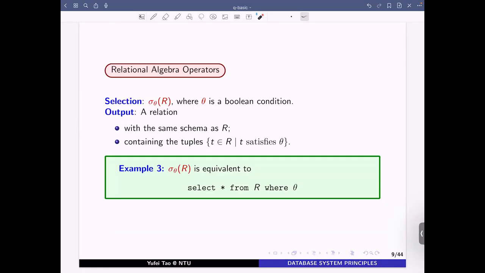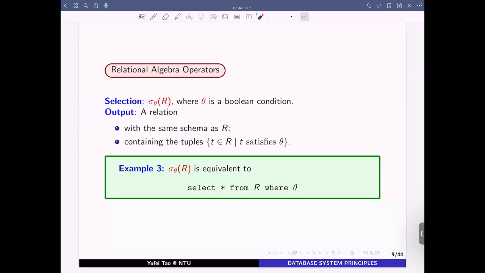So in general, you have the sigma operator, the sigma symbol, and then you have this relation R, and here this is a Boolean condition. A Boolean condition would be something that has a true or false value, right? So for example, whether A is equal to B, or whether A is greater than 10, something like that. Now, what is the output of this relation?